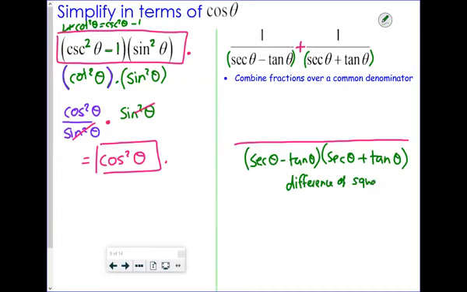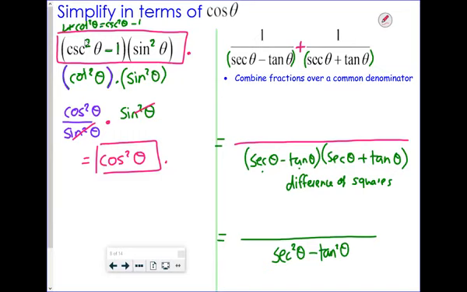I haven't even looked at the numerator yet. I'll have to go back and fill that in. But think about what difference of squares is going to give us. A minus b times a plus b gives us a squared minus b squared. This is going to be, in the denominator, secant squared theta minus tangent squared theta. Okay? But what about these numerators?